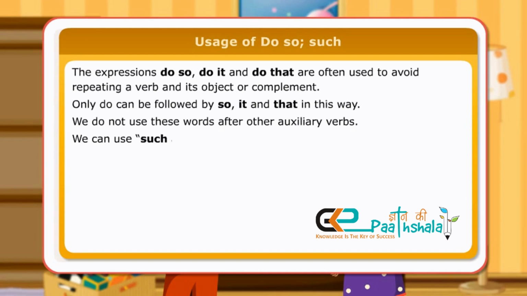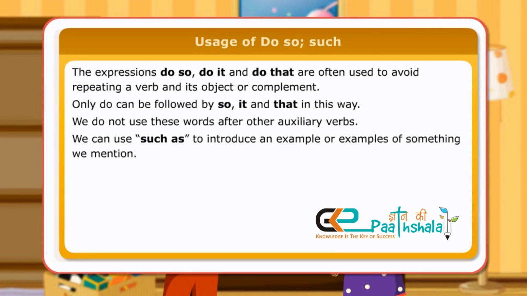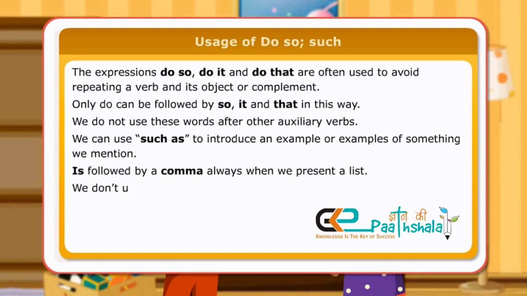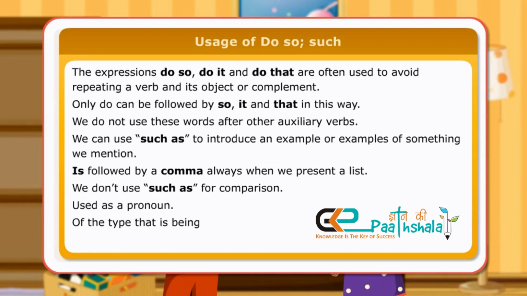We can use such as to introduce an example or examples of something we mention. Such as is followed by a comma always when we present a list. We don't use such as for comparison. Such is used as a pronoun of the type that is being mentioned. Just such a, exactly this type of thing.